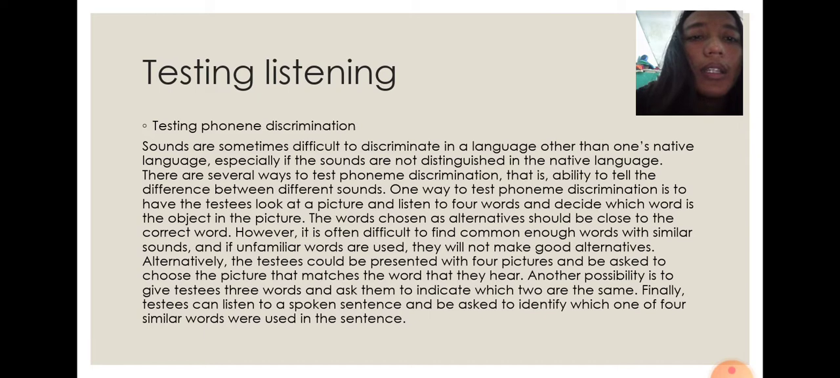Alternatively, the testees could be presented with 4 pictures and be asked to choose the picture that matches the word that they hear. Another possibility is to give testees 3 words and ask them to indicate which two are the same. Finally, testees can listen to a spoken sentence and be asked to identify which one of 4 similar words was used in the sentence.